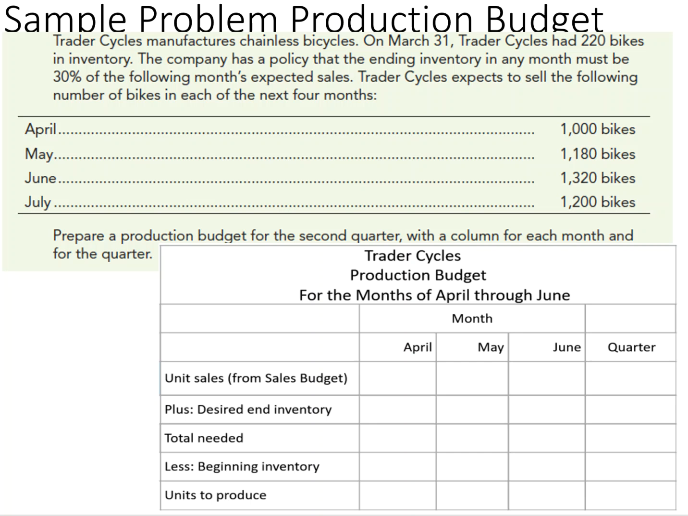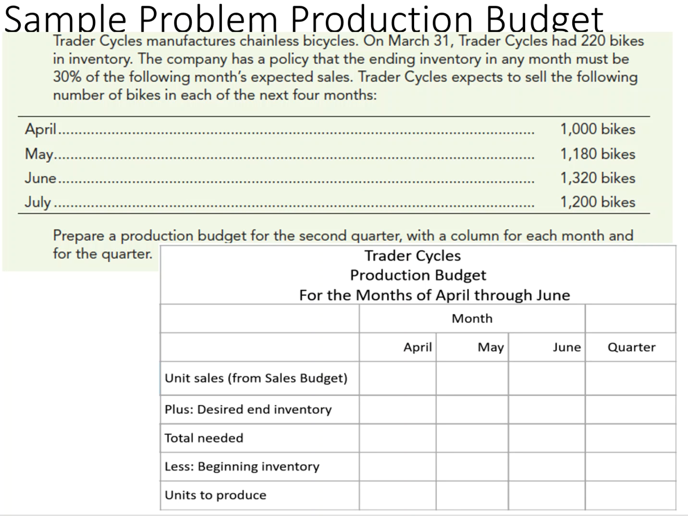Let's look at a production budget example. This says Trader Cycles manufactures chainless bicycles. On March 31st, Trader Cycles had 220 bikes in inventory. The company has a policy that the ending inventory in any month must be 30% of the following month's expected sales. Trader Cycles expects to sell the following number of bikes in each of the next 4 months. Prepare a production budget for the second quarter.